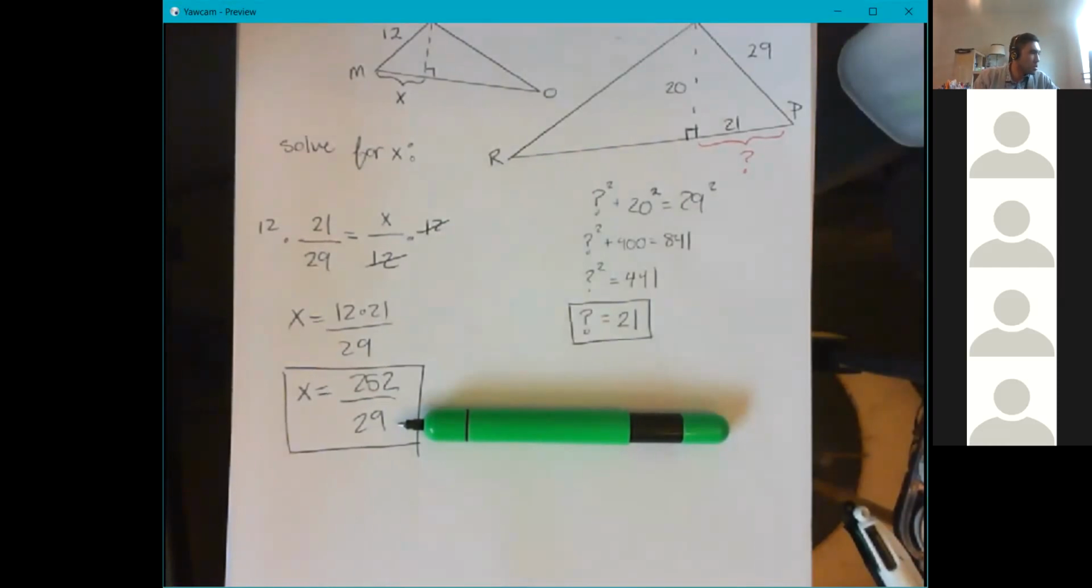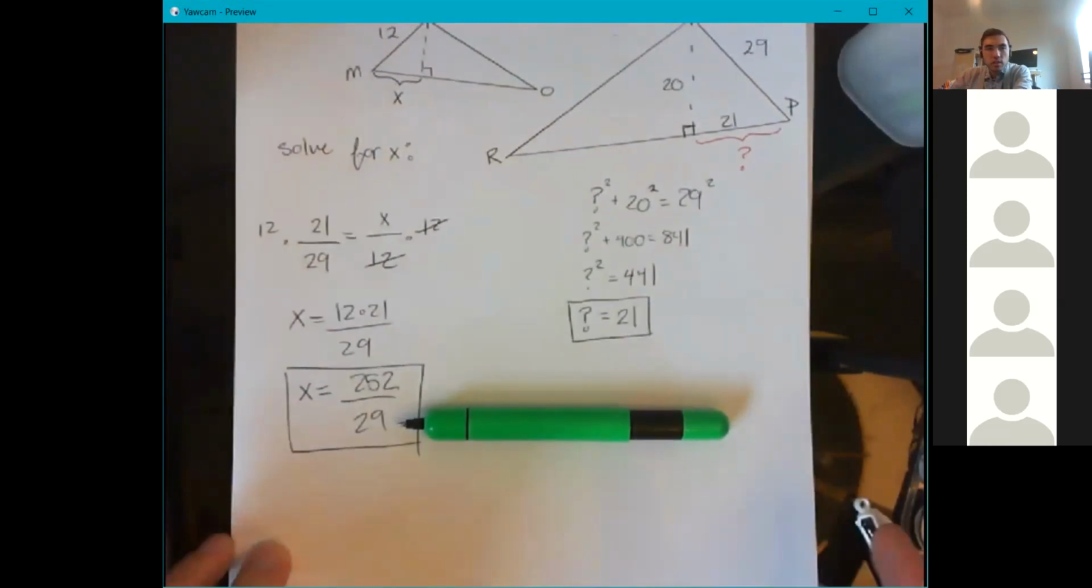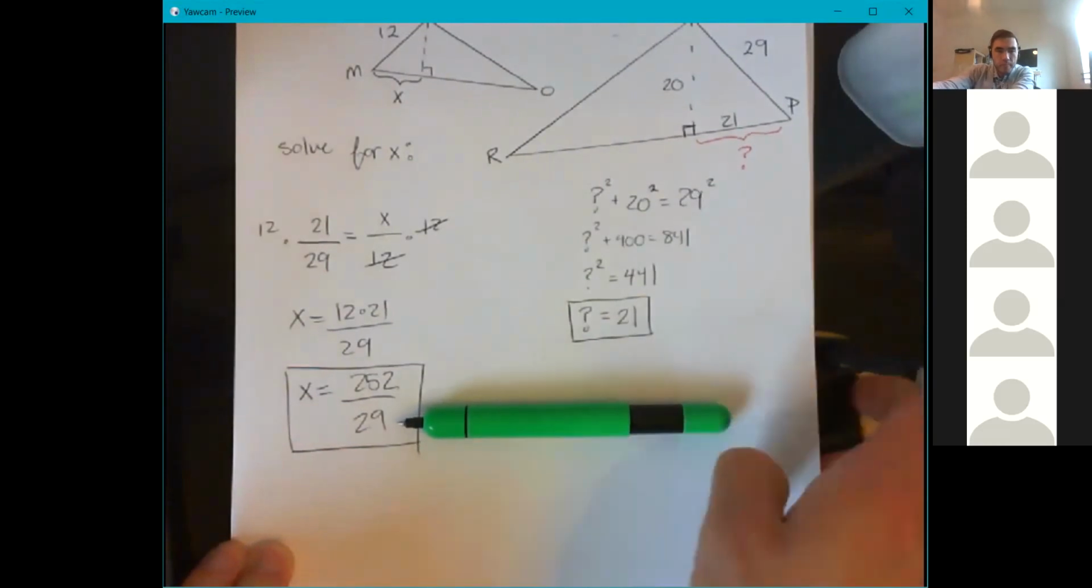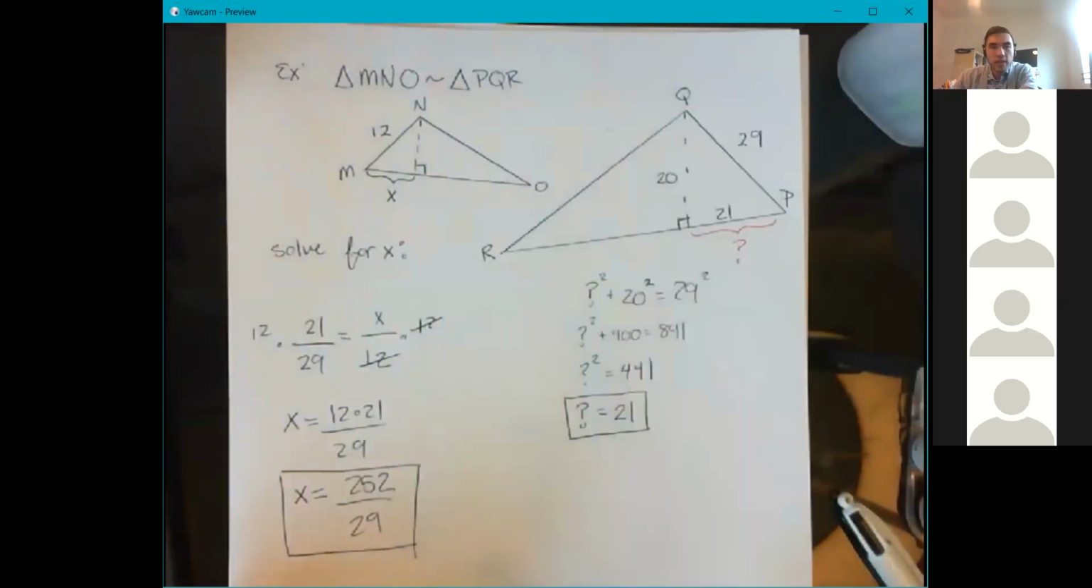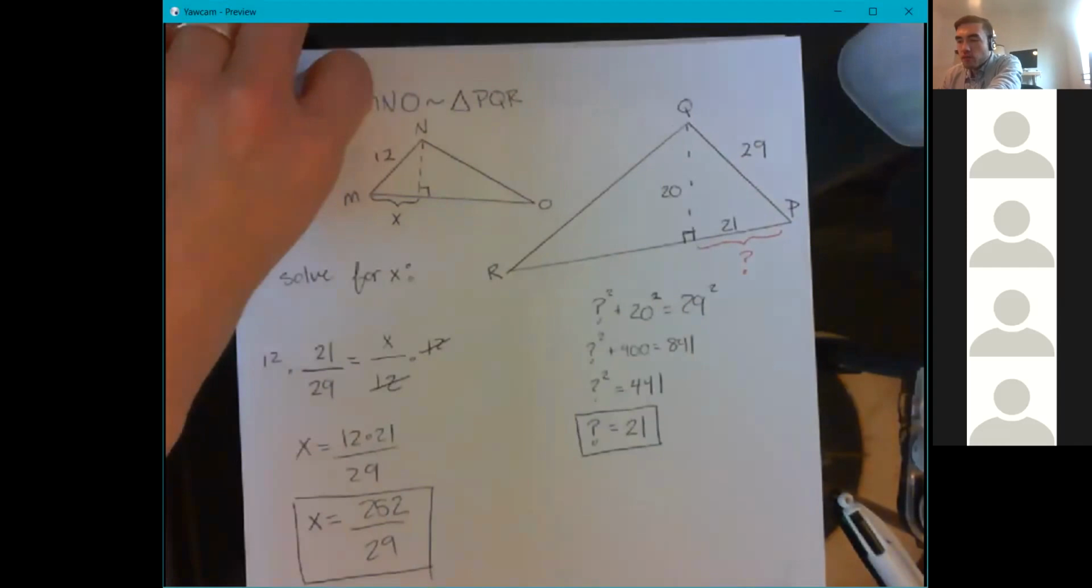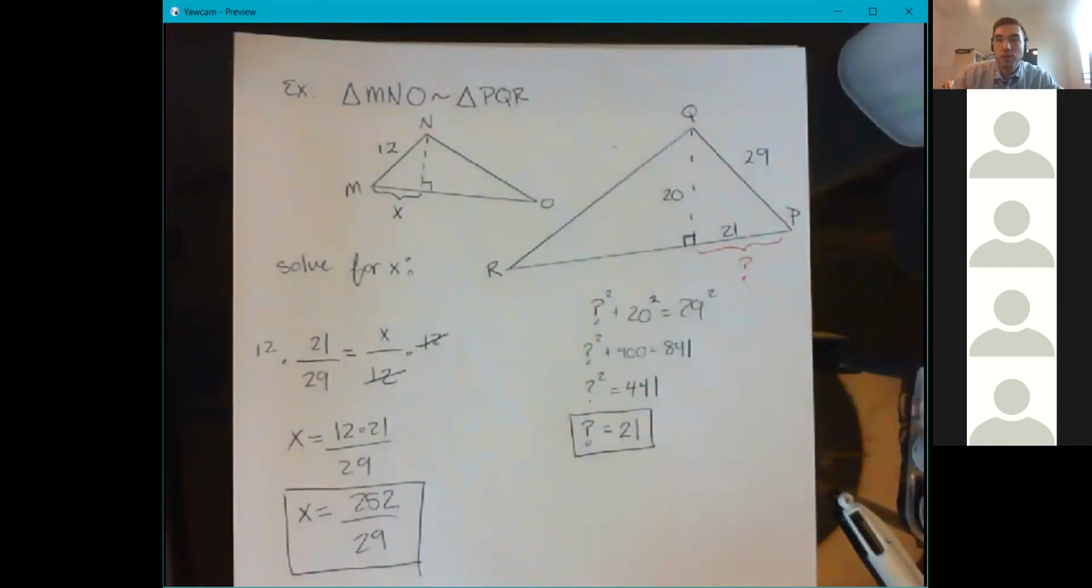Does that make sense? Yeah. Yes. Okay. Are there any questions on this little example question here? Nope. So, like I said, this homework is pretty straightforward. It's the same as the stuff that we've been doing this chapter so far. We're just setting up clever fractions and cross-multiplying in order to get lengths.